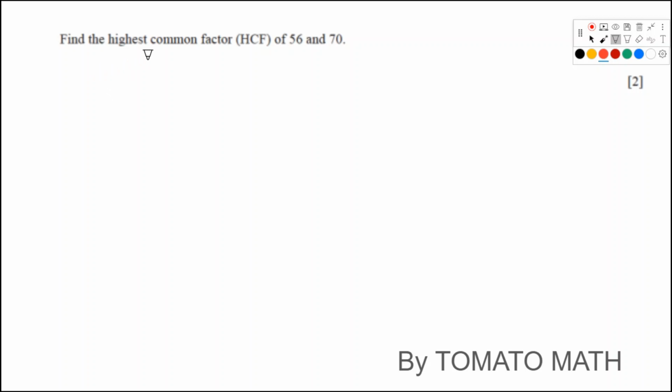Next one, find the highest common factor, HCF, of 56 and 70. So just write 56 and 70, then divide by the lowest prime number. So here, 56, this is all the prime numbers, and 70, just do the same again.